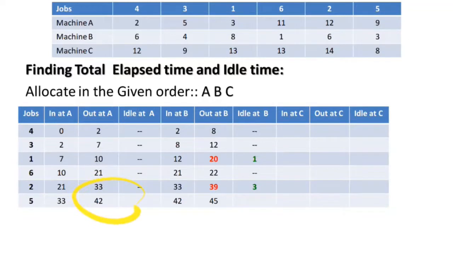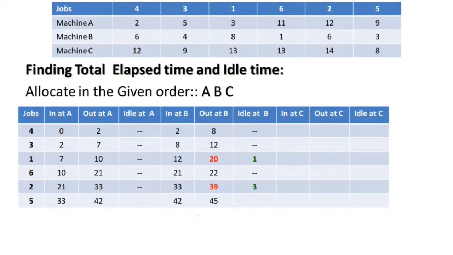In a similar way, you can see that in red color it's highlighted, this 39 and this 42. So the trick is you need to consider the maximum among these two values every time. Here also you can see 20 and 21, you consider the maximum value, and here 39 and 42, 42 will be the maximum. That is the trick here. And then you can see this is the out time at A. Unless the product has been fabricated at machine A, we cannot proceed to machine B.